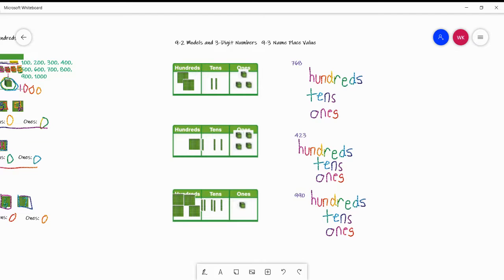Hello, we are going to go over lesson 9-2, models and 3-digit numbers, and then lesson 9-3, name, place, value.